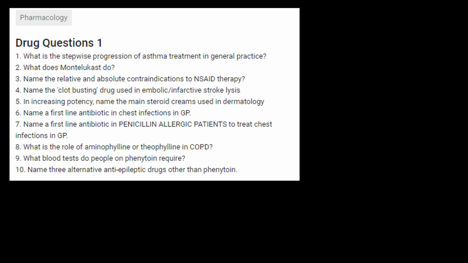So the next question is about the role of aminophylline and theophylline in COPD. It's been used as a bronchodilator in the treatment of COPD for over 70 years. It's lost popularity recently because there are better tolerated and more effective bronchodilators out there. It's sort of relegated to a third-line bronchodilator after inhaled anticholinergics such as tiotropium and beta-2 agonists such as salbutamol, salmeterol. Salmeterol doesn't really get used in COPD, however.